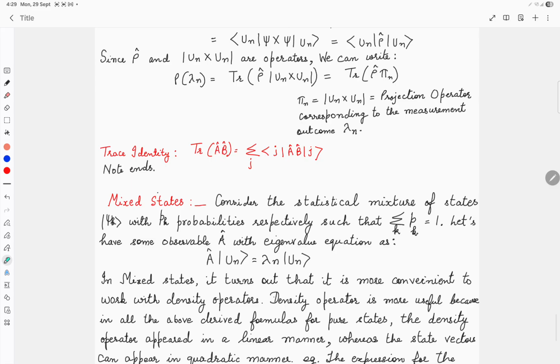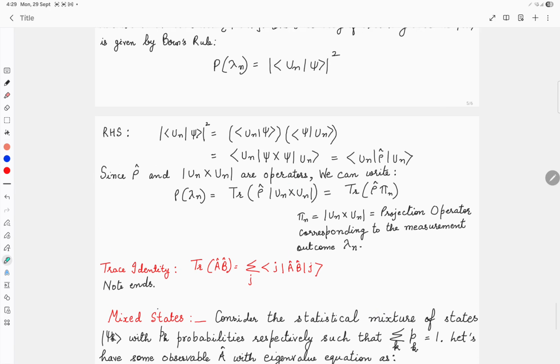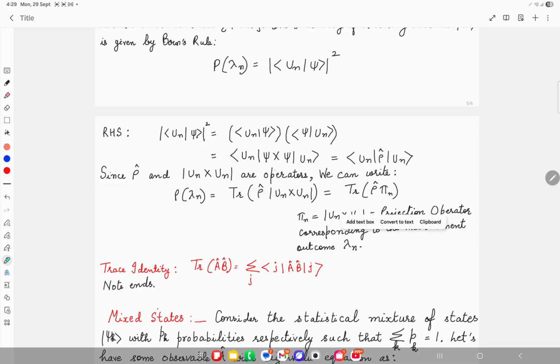This comes from the trace identity. The trace of two operators can be written like this: sigma j, j basis, a b j basis. And that's exactly what is done here when we have this expression. This is equal to two operators, the outer product of un, and rho is another operator. So we are trying to calculate the trace of these operators, and these two expressions are equivalent expressions, right?